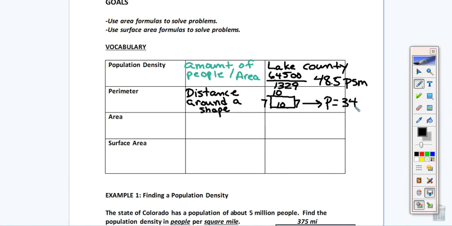Okay. Area of something then. If perimeter is something that figures distance on the outside, what's an area? How much fills the object? Yeah, how much it takes to fill the object?